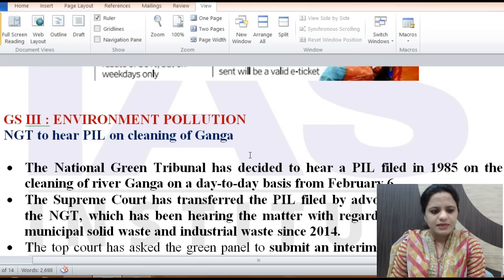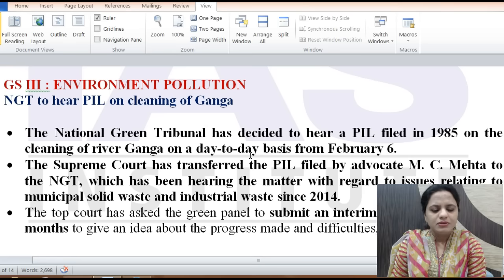Then the next news item is NGT to hear PIL on cleaning Ganga. So National Green Tribunal, NGT, has been transferred the case regarding cleaning Ganga. This we had done in news recently. So Supreme Court has transferred the PIL. It was a PIL filed in 1985 on cleaning river Ganga.